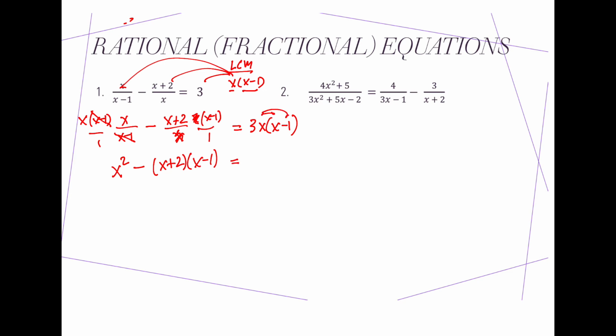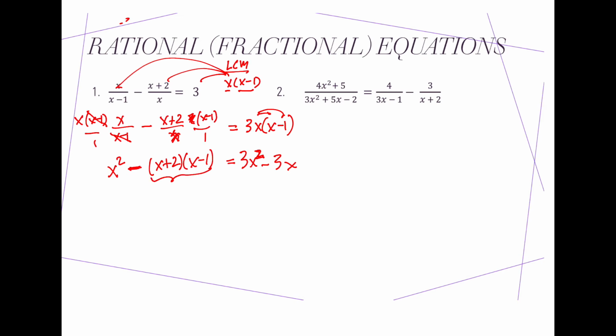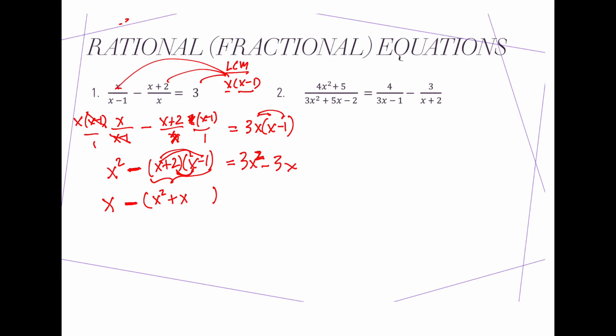And on the right, we can distribute this. This gives me 3x squared minus 3x. It's looking like we're going to have a quadratic equation here. I also need to FOIL this out. Now, be careful of this subtraction here. When I FOIL this out, I need to keep it in parentheses because of the subtraction. x times x is x squared. x times -1 is -x. -x plus 2x is positive x. And then positive 2 times -1 is -2.